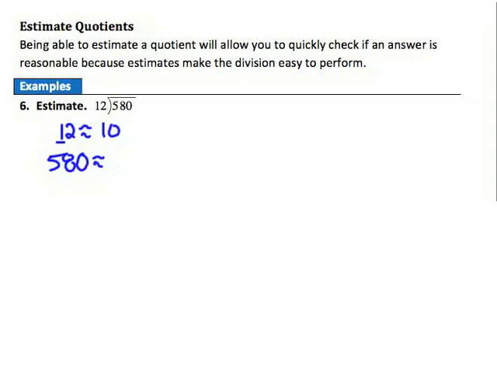In 580, the largest place value is the 5. And so I'm going to round that number to the hundreds place. Well, 580 is closer to 600 than it is to 500. So I'm going to get an estimate of 600 there. Now that I have these estimates, I'm going to go ahead and perform the division. So I'm going 10 into 600.